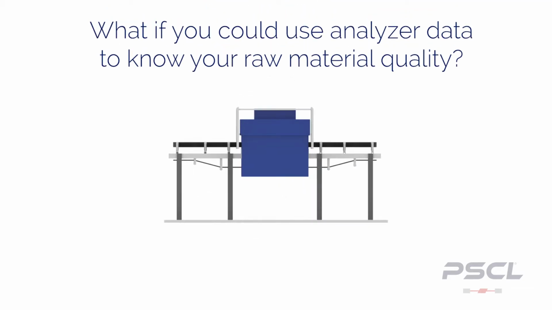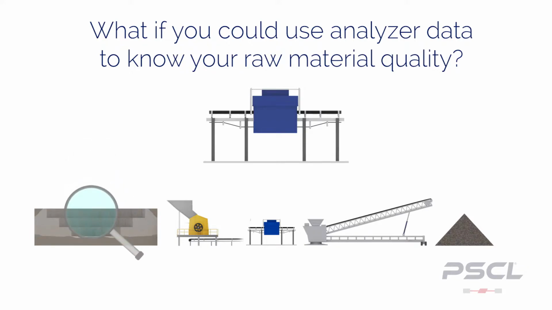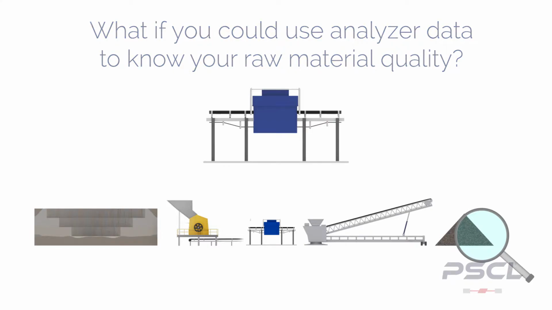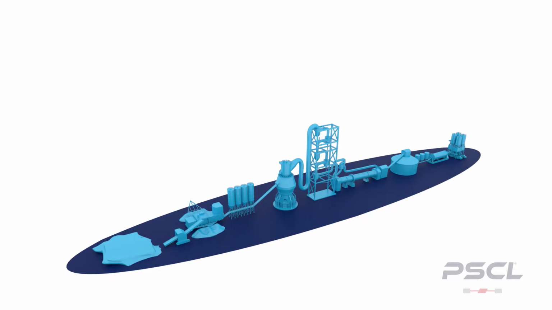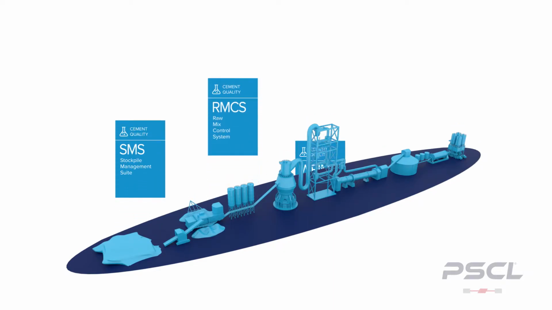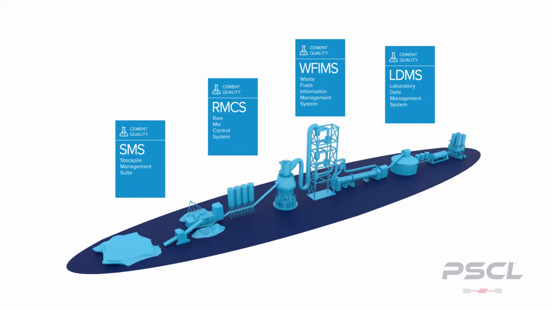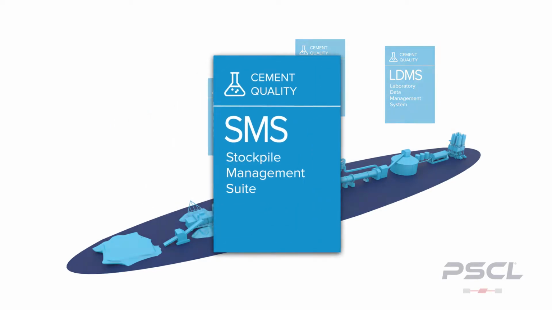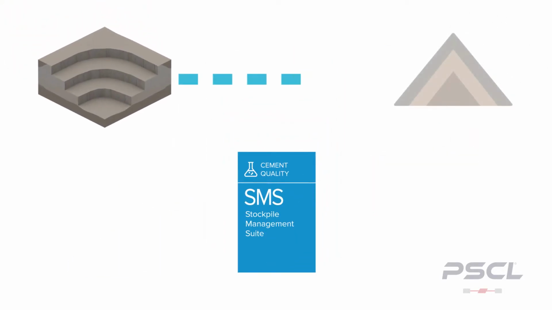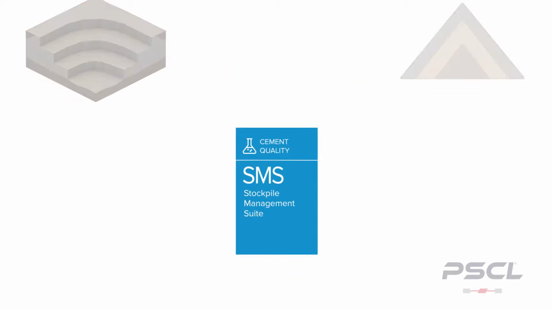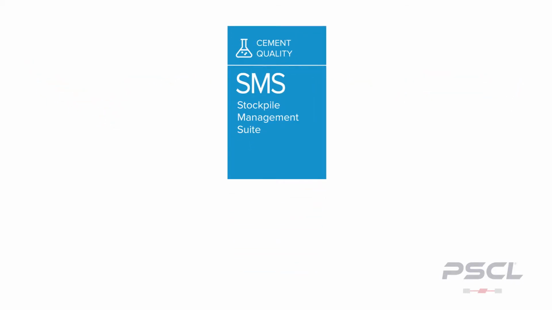What if you could use analyzer data to know your raw material quality from quarry to stockpile with a suite of investigative and analytical tools to maximize your raw material quality? PSCL developed the Stockpile Management Suite, also known as SMS, to provide essential analysis and reporting tools from quarry to pile. SMS achieves this with its three main modules.